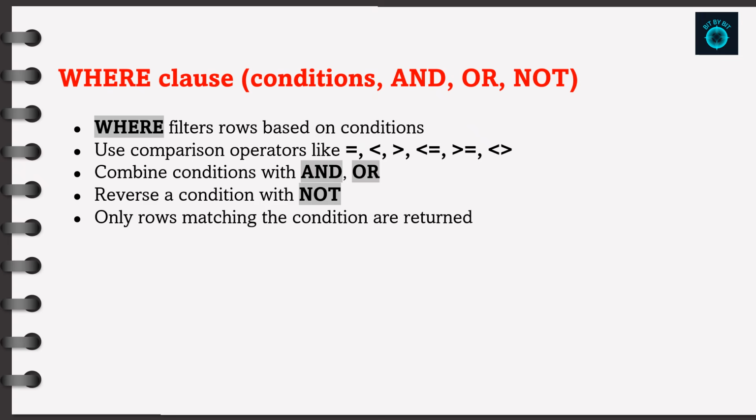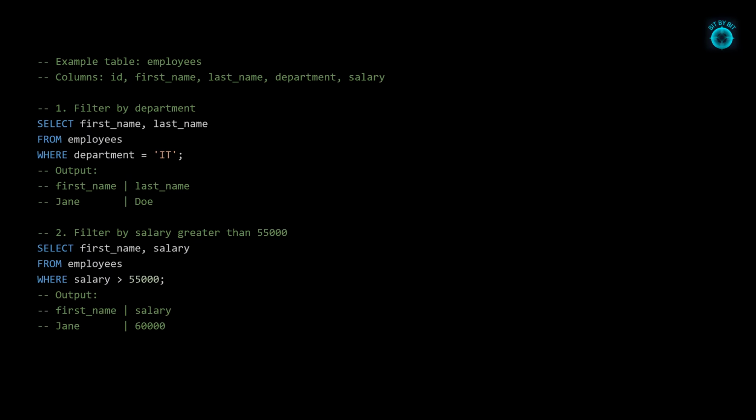You can use the OR keyword when you want rows that match either one condition or another. The NOT keyword reverses a condition. For example, NOT department equals sales will match all departments except sales. In real applications, where is how you target the exact data you need instead of working with the entire table. Let's walk through these 5 queries step by step.